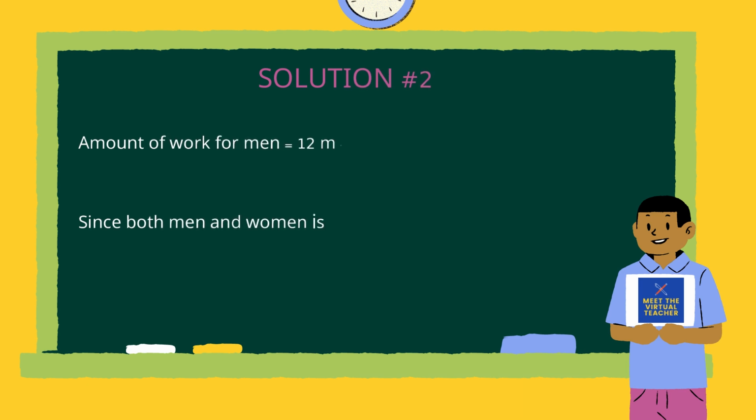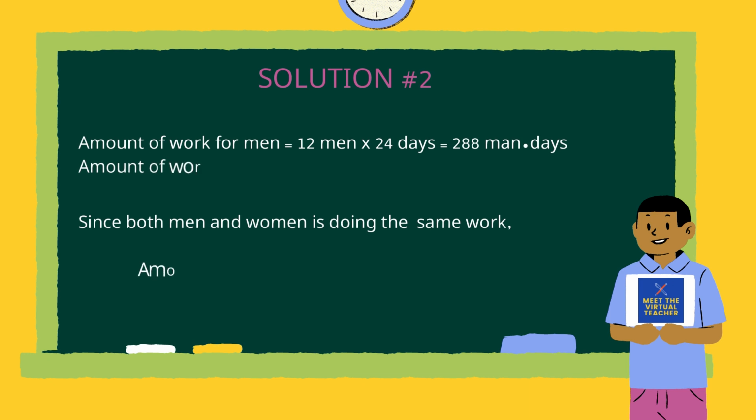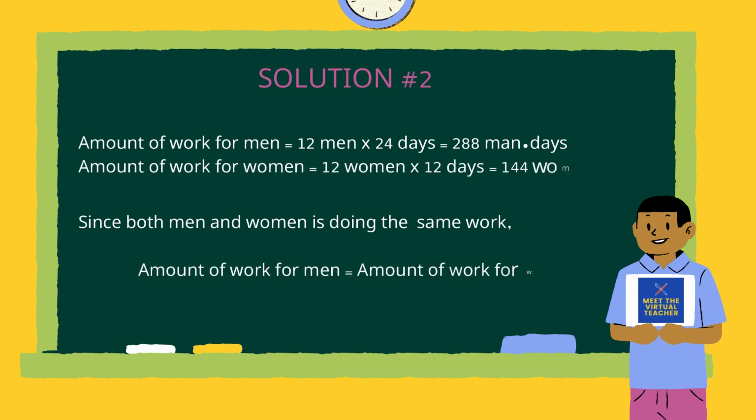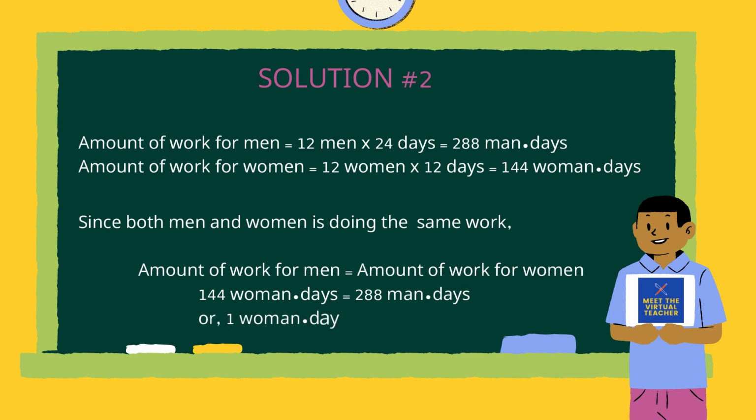Solution. Since there are two groups of work agent involved, we will solve each work agent's total amount of work. The amount of work for men is equal to 12 men times 24 days, which is equal to 288 man days, and the amount of work for women is equal to 12 women times 12 days, which is equal to 144 woman days.